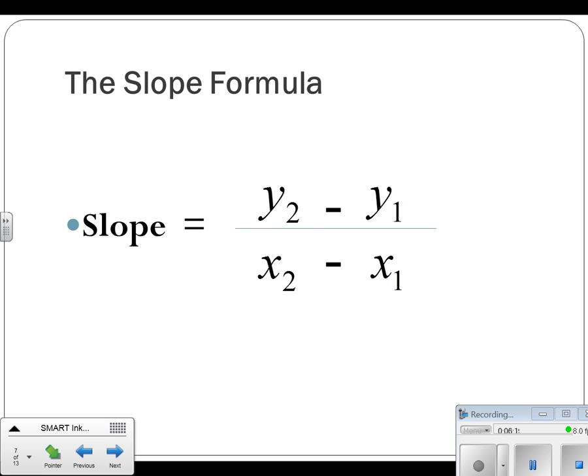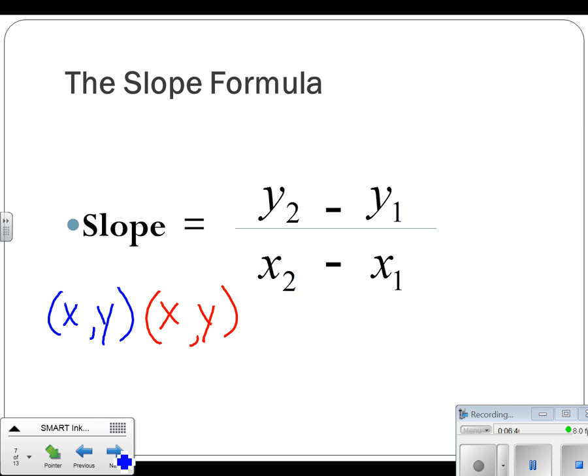The slope formula is that slope is y sub 2 minus y sub 1 divided by x sub 2 minus x sub 1. What happens is if you have 2 points that fall on a line, you can use those 2 points to find the slope. Where we know a point is when we have an ordered pair x, y.